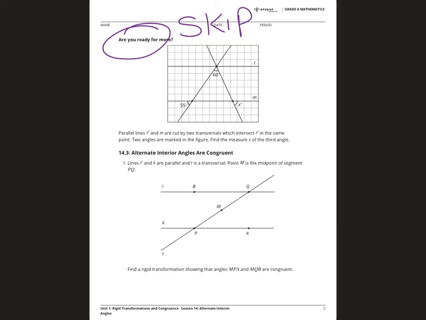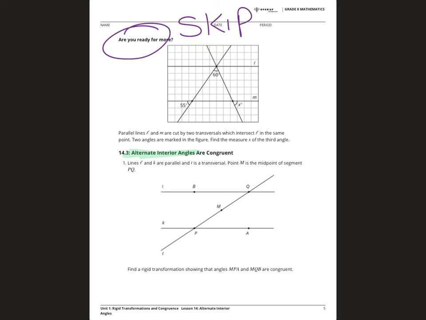Okay, 14.3, it says alternate interior angles are congruent. So that's the one we haven't looked at, is the alternate interior. But I think you guys could have gotten the picture based on what we talked about with alternate exterior. It says line L and K are parallel and T is a transversal. So that means that this will work because we have those parallel lines. Point M is the midpoint of segment PQ.